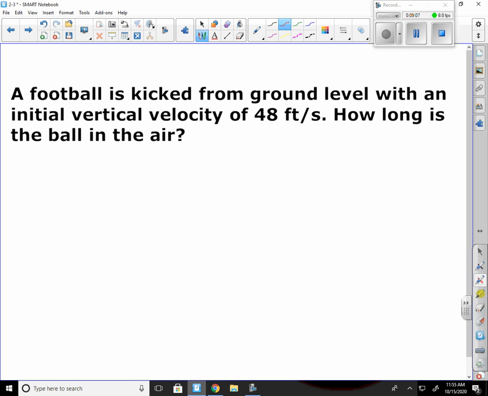Let's look at another one. A football is kicked from ground level with an initial vertical velocity of 48 feet per second. How long is the ball in the air? All right, so Pele's kicking this ball from ground level, which means that we're looking at our original formula again. h of t equals negative 16t squared plus 48t plus 0, because the ball is on the ground when it starts.